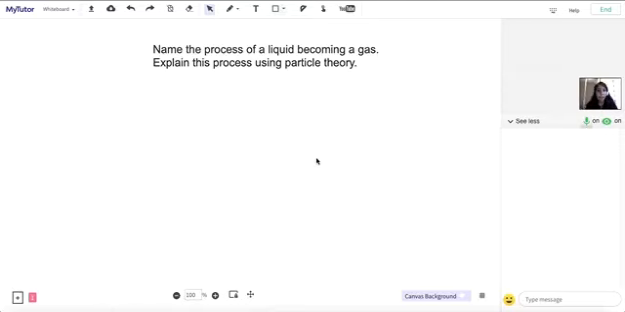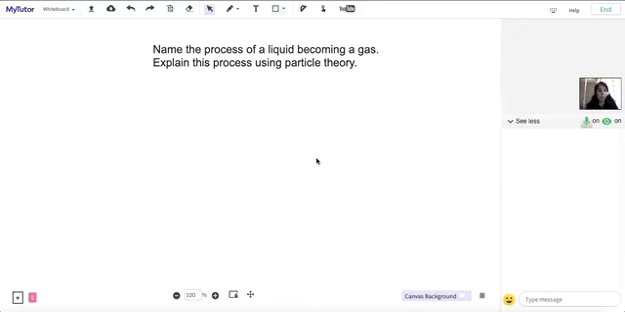Name the process of a liquid becoming a gas. Explain this process using particle theory. So the process of a liquid becoming a gas is known as evaporation. Effectively, the liquid boils, so those particles in a liquid boil and become gas particles.